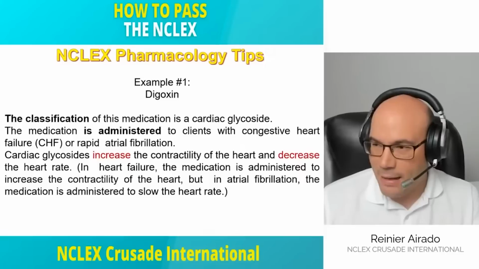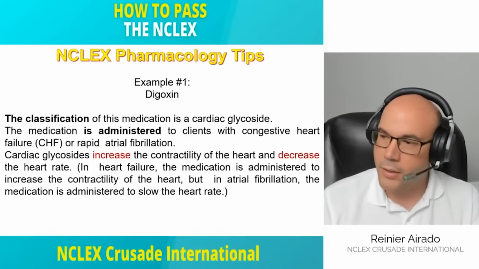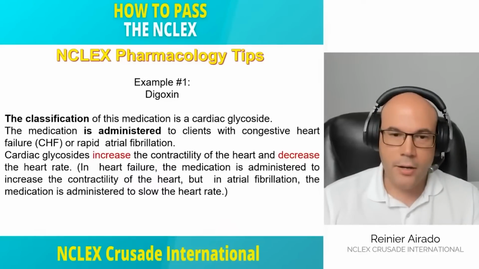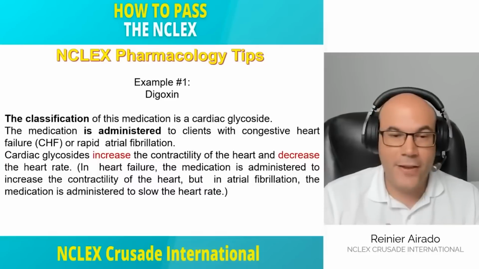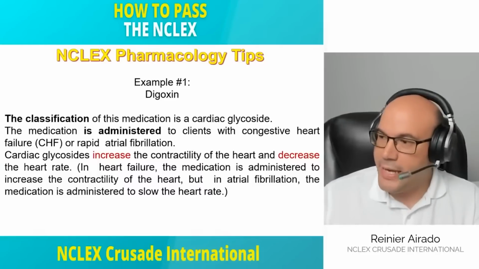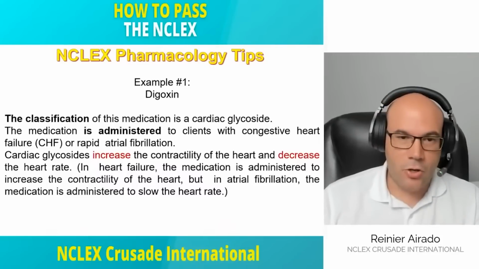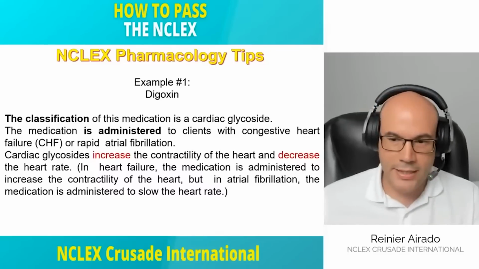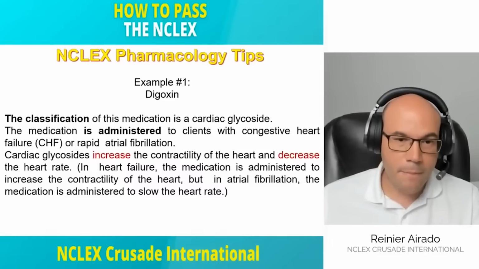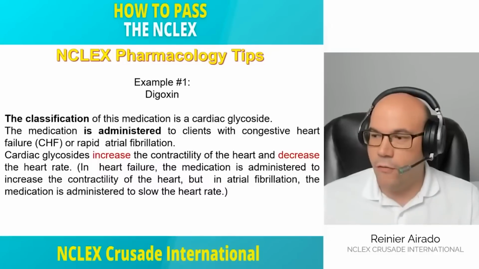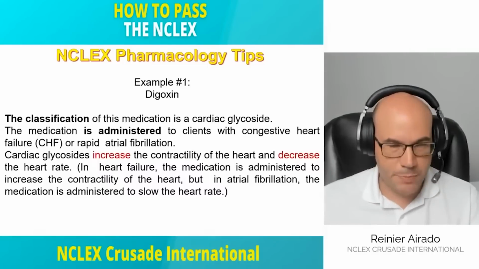I'm going to give you an example. Let's use digoxin as an example. Example number one: let's say you create a card that says digoxin. On the back of the card, you can put the classification of this medication, which is a cardiac glycoside. You can put the patients that I will be administering this medication to: patients who have congestive heart failure, or rapid atrial fibrillation, or atrial fibrillation with a rapid ventricular response.